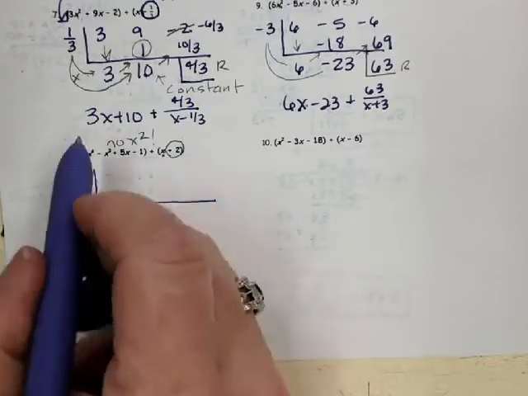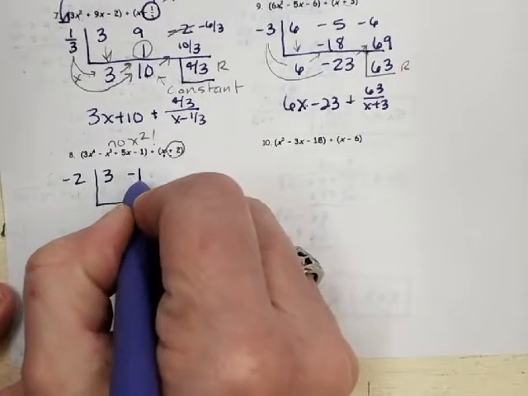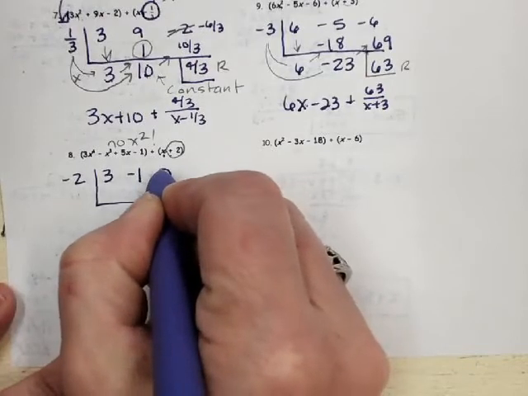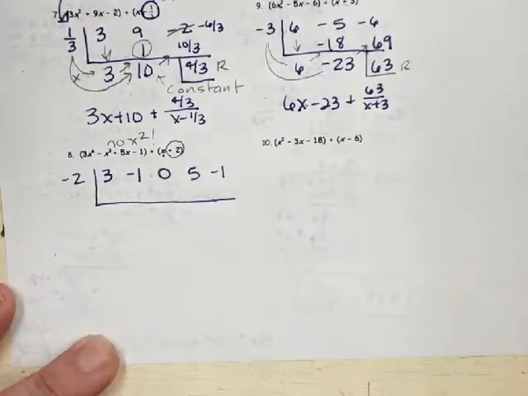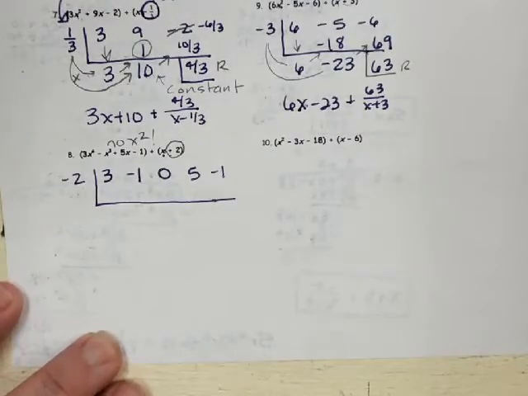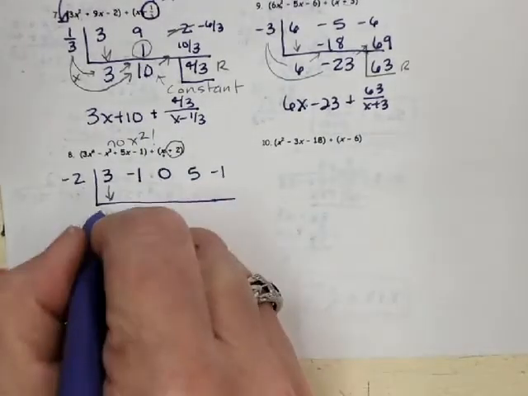and then take my coefficients. There's a 3x to the 4th, a negative 1x cubed. There's not an x squared, so we need a 0, 5x, and negative 1. And you start the process. Just slide that first number down.